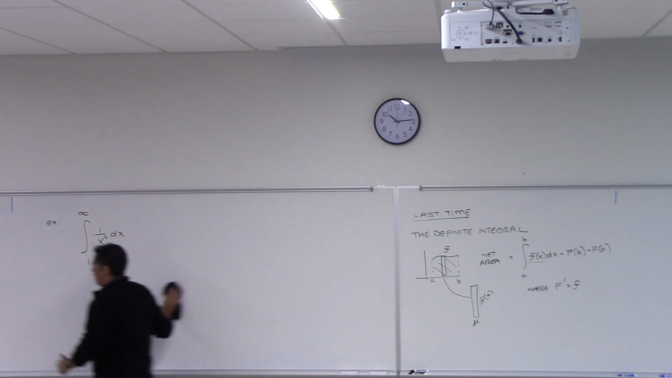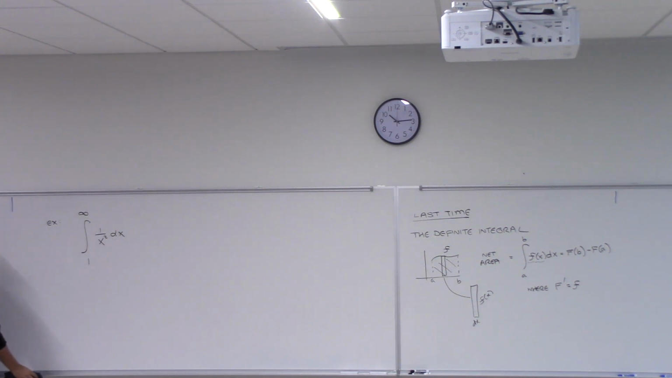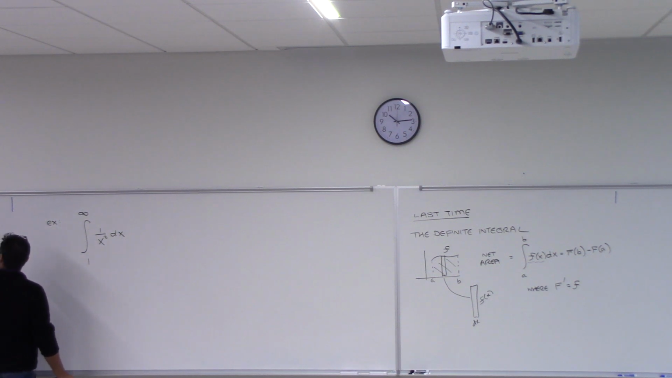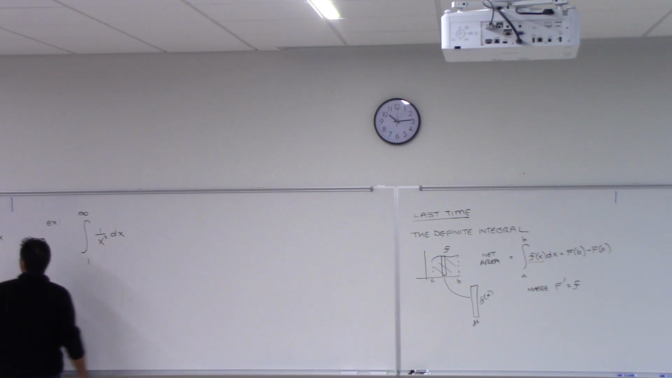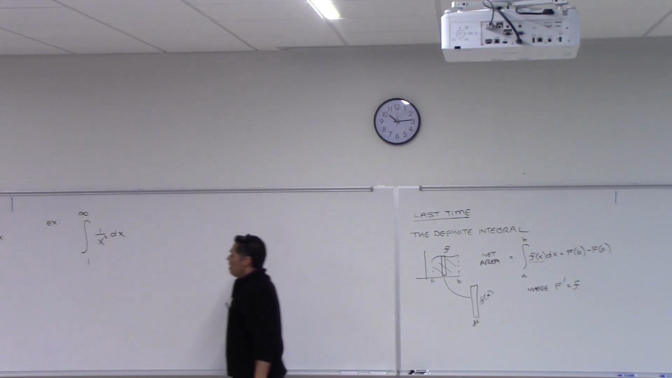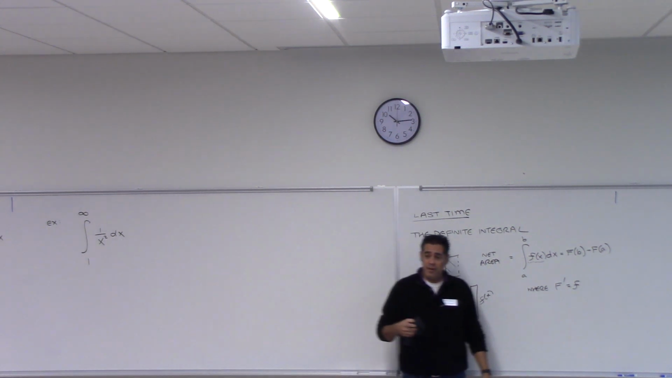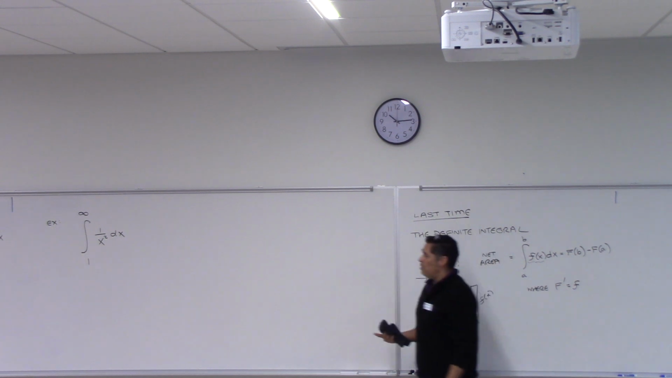Now I'll put this over here just so we have it. The integral from a to infinity of f of x dx equals the limit as t goes to infinity of the integral from a to t of f of x dx. Right, that's what we're going to be using, right? So it might be useful if we know what this function looks like.